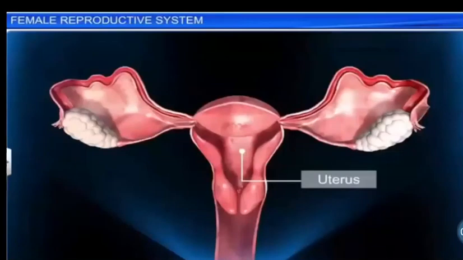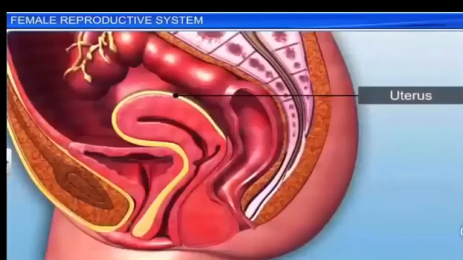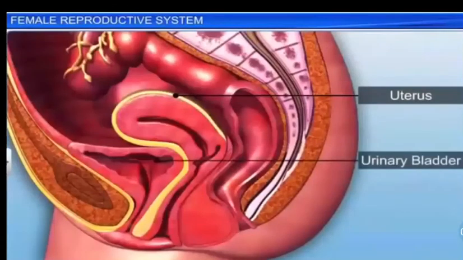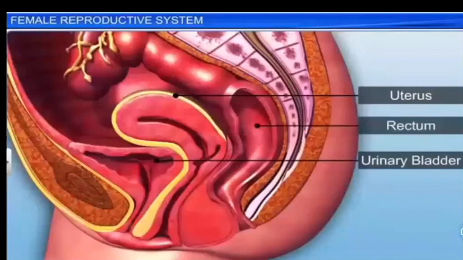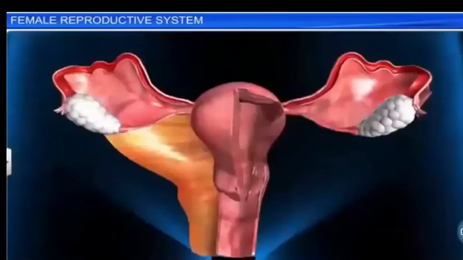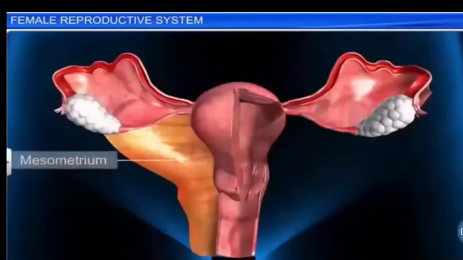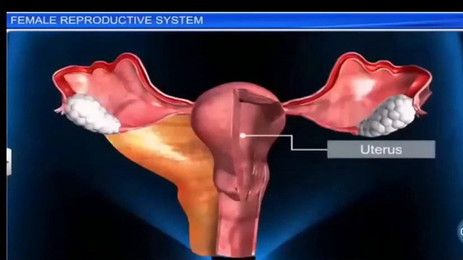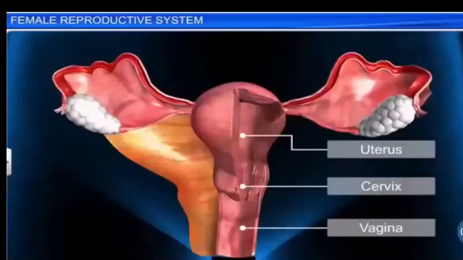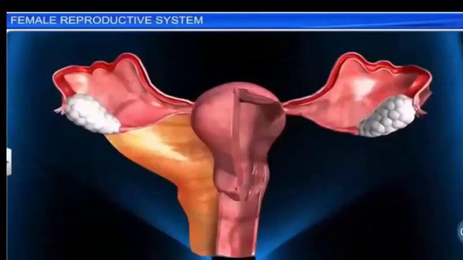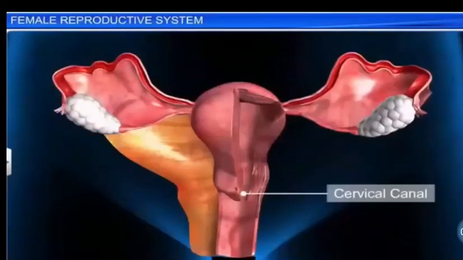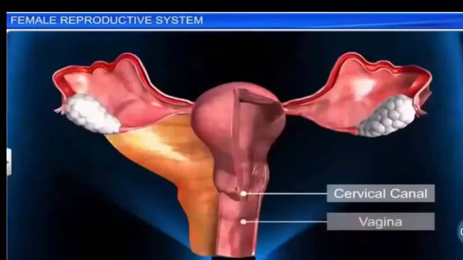The uterus is a hollow pear-shaped muscular organ and it is highly distensible. It is situated in the pelvic cavity between the urinary bladder and rectum. It is also known as the womb. It is supported by ligaments attached to the pelvic wall, known as mesometrium. The uterus opens into the vagina through a narrow cervix. The cavity of the cervix is called the cervical canal, which along with the vagina forms the birth canal.